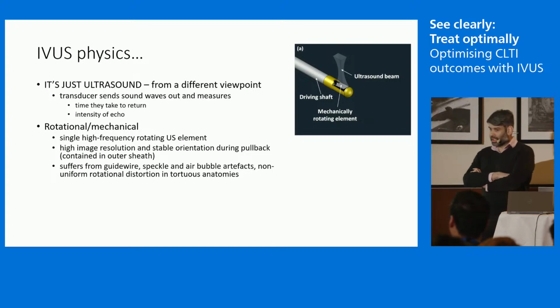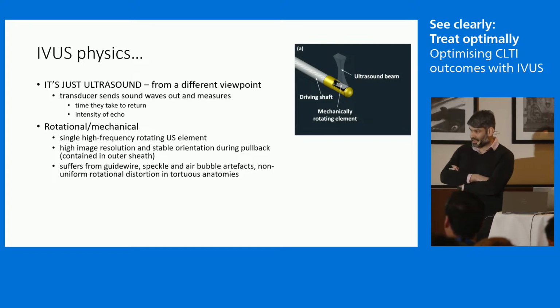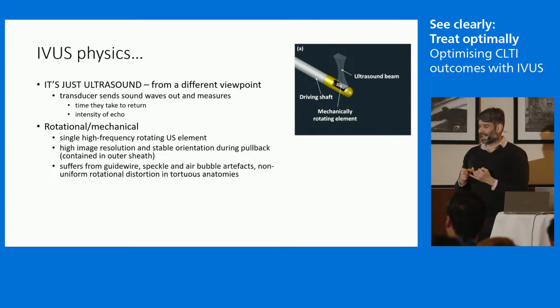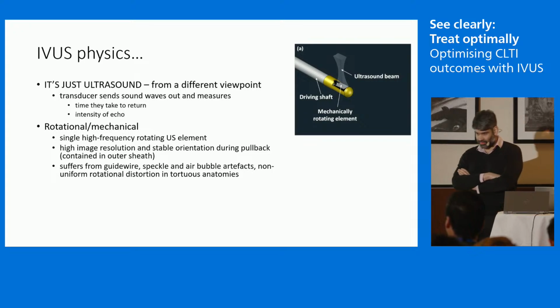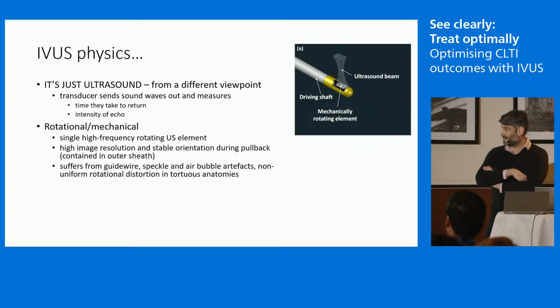However, you can get artifact or be more affected by artifact from the guide wire, speckle artifact, which I'll show you an example of later, air bubble artifact, and something called non-uniform rotational distortion, which again I'll show you an example of later, but it shouldn't be relevant for us with the Philips IVUS.